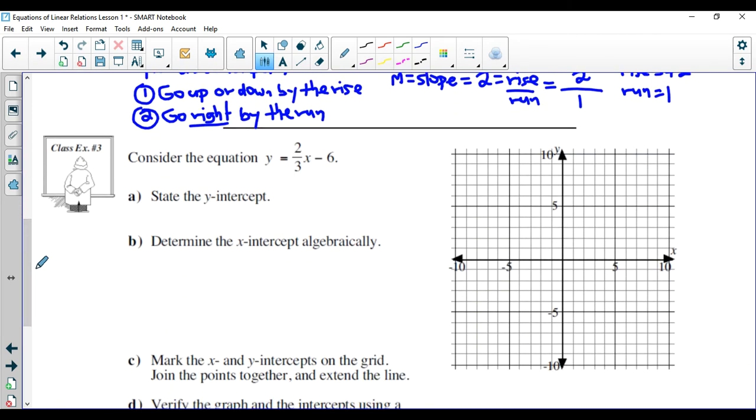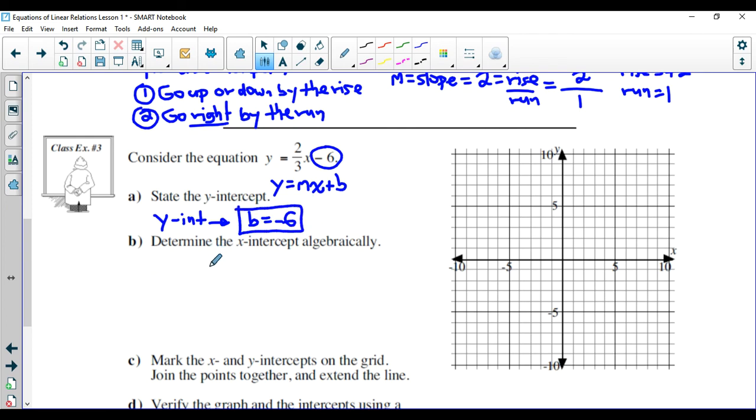It says consider the equation y equals 2/3 x minus 6. State the y-intercept. Well, right away, y equals mx plus b. So the y-intercept is the value of b. So you'd have b is equal to -6.